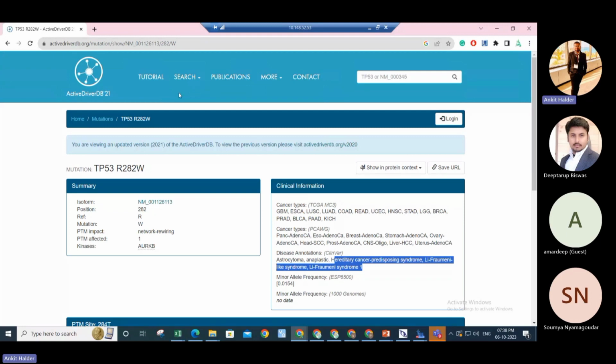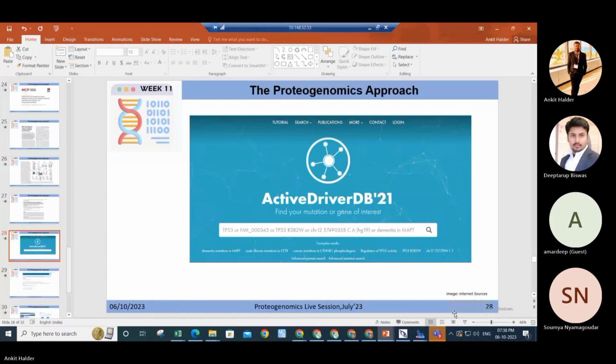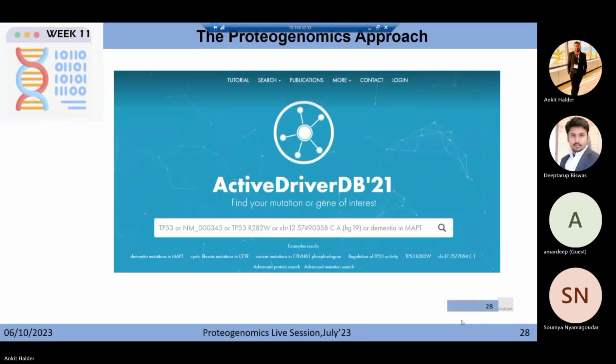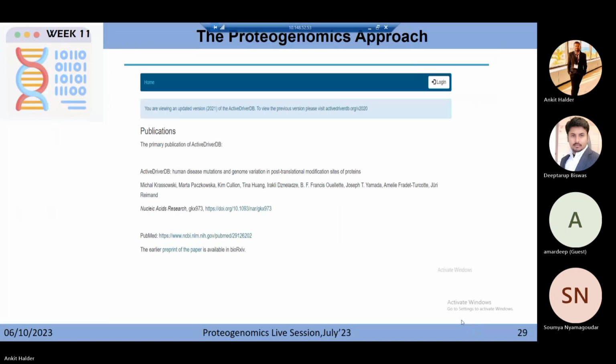If you are interested in certain proteins or genes which you are aware of, you can definitely do that and try to find it out. This is an excellent tool through which you can find it out. Now let us move on. This is the publication through which you can find it out.